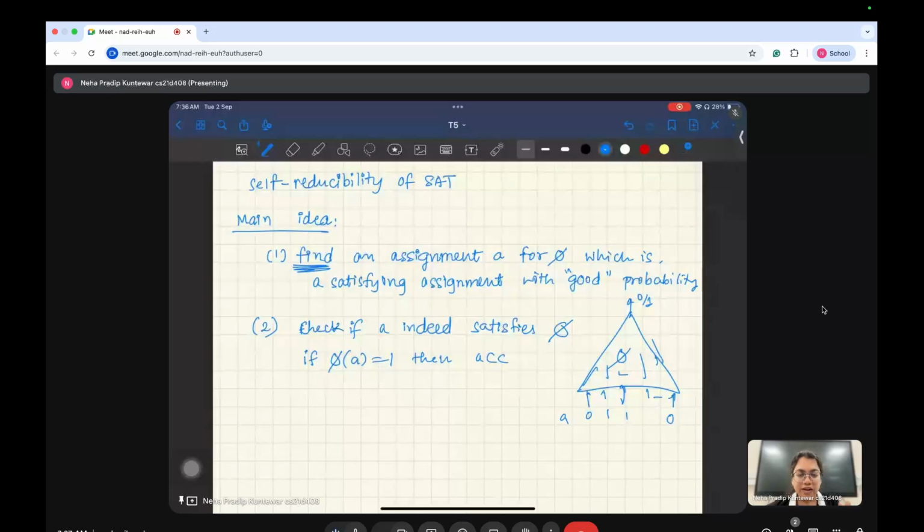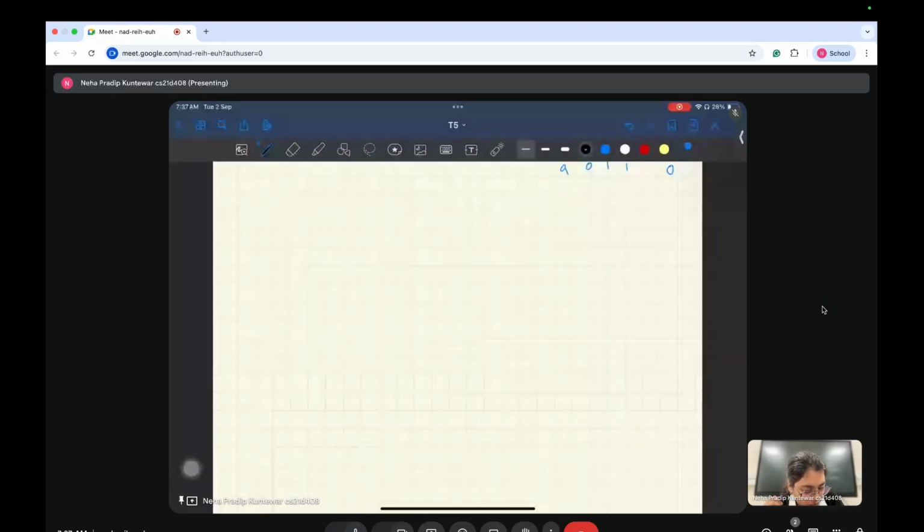If I have this assignment, I can actually check it and tell whether it's a satisfying assignment or not. So this helps us take the error that we were making in the no case all the way down to 0. So why does this work? Let's do an analysis.